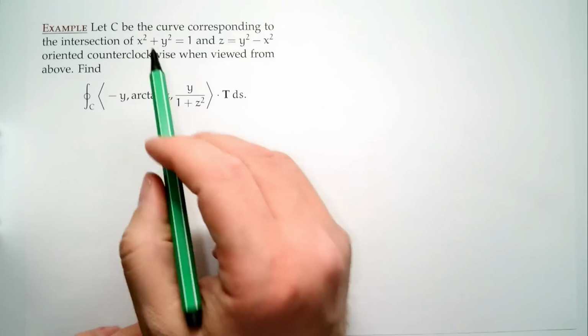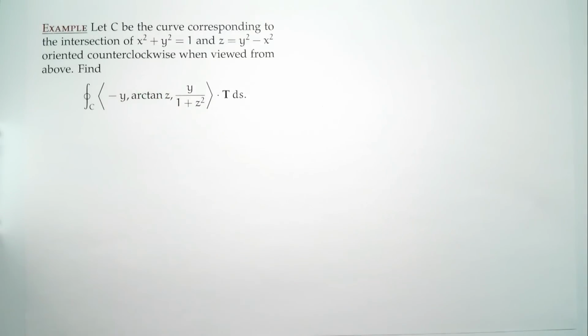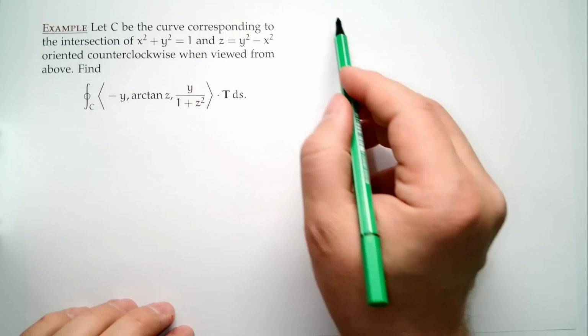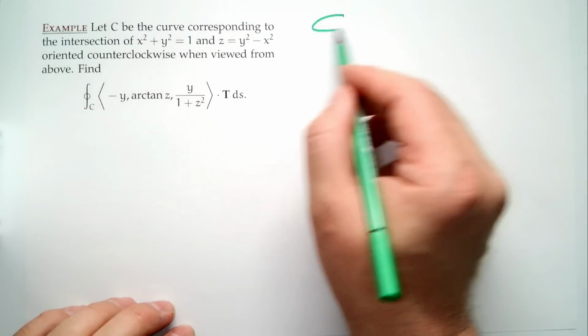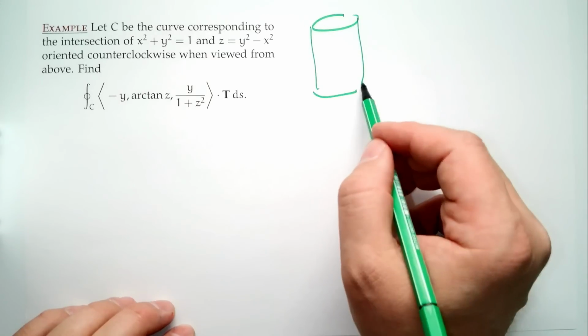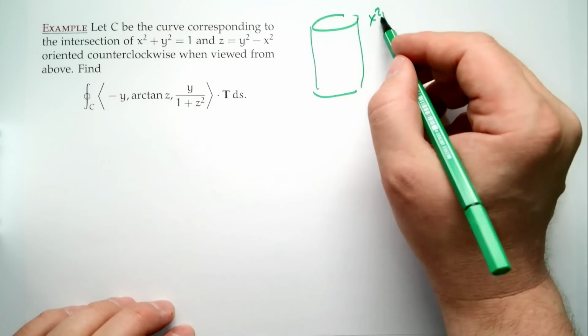Well, x squared plus y squared equals 1. This is a three-dimensional thing now. If I say x squared plus y squared equals 1 in 3 dimensions, what do you see? You see a cylinder. So there's a cylinder here. This is x squared plus y squared equals 1.